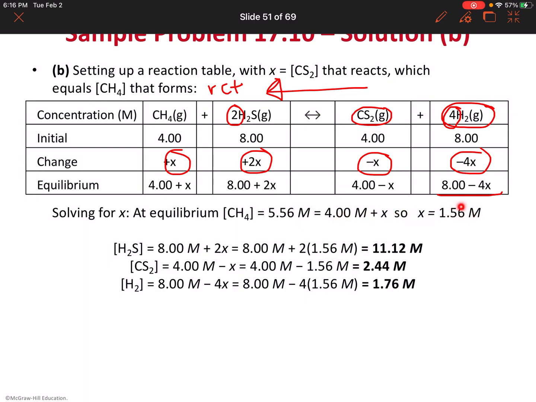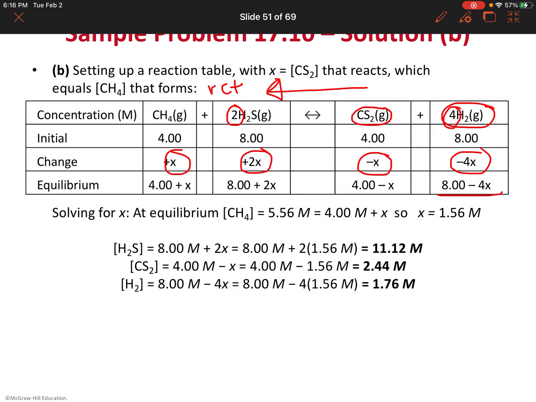So similarly, once you find out the x, then the H2S is going to be 8 plus 2 times x, 2 times 1.56, 11.12 molar. Carbon disulfide would be 4 minus x, 1.56. Hydrogen would be 8 minus 4 times x, 4 times 1.56. So that's how you find the equilibrium concentration.